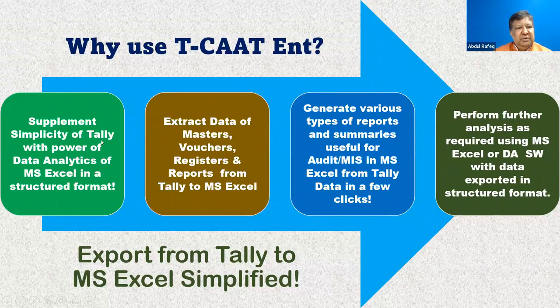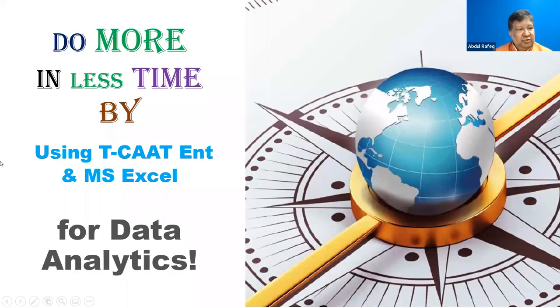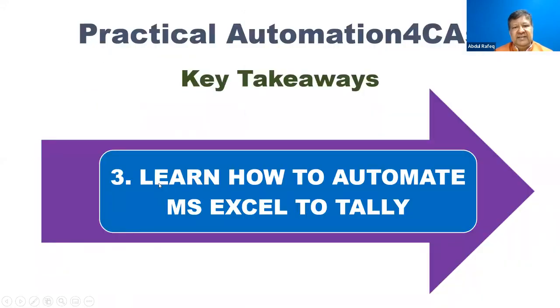It simplifies the simplicity of Tally. You can export from Tally to MS Excel and you can do analysis as required. So it means you can do more in less time by using ECAT Enterprise and MS Excel. This completes the second part. The third part I'll take about 12 to 15 minutes. Practical automation for CAs, I want to look at now.